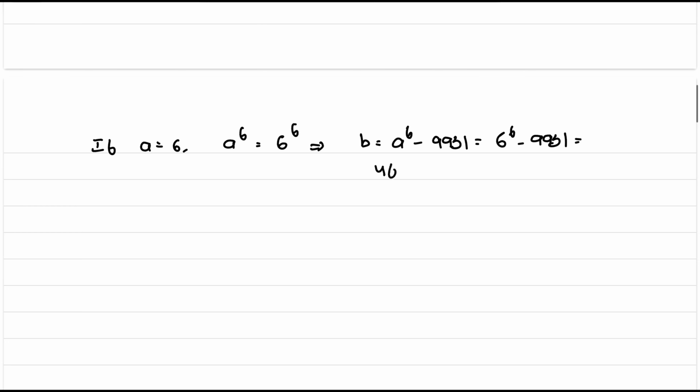If a is equal to 6, what will be the value of a to the power of 6? It is 6 to the power of 6, which implies b is equal to a to the power of 6 minus 9931, that is 6 to the power of 6, 46656, minus 9931, which is 36725.